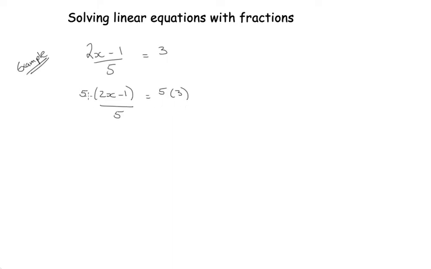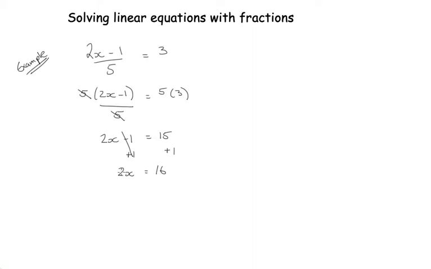Now, what's going to happen here is this 5 and this 5 are going to cancel each other out. Okay, so you're left with just 2x minus 1 equals, and then 5 by 3. So 5 by 3 is 15. Now we just have to solve for x. So the next thing I'm going to do is I'm going to get rid of this minus 1, and I'm going to plus 1 to both sides. Plus 1, plus 1. They cancel out. I'm left with 2x on this side, and 15 plus 1 is 16, sorry.